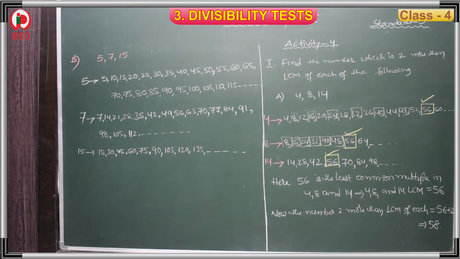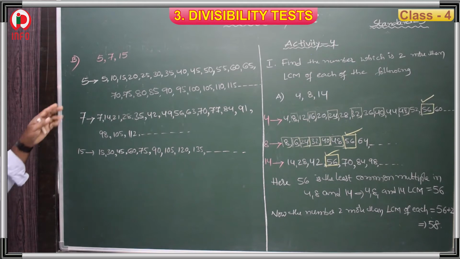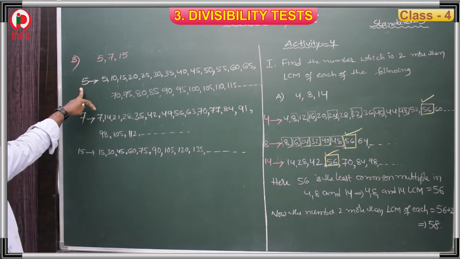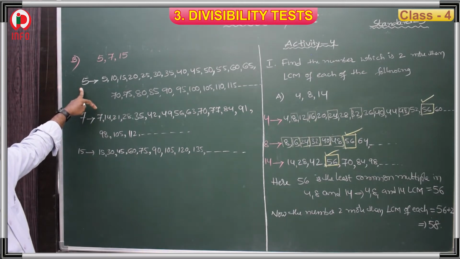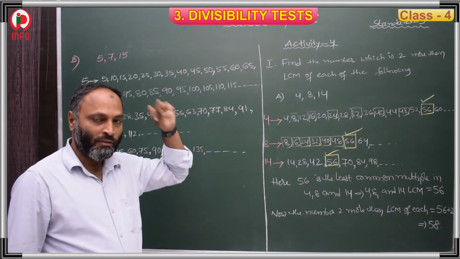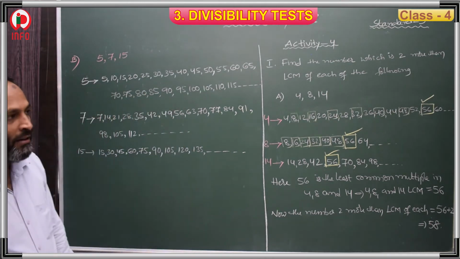Now what is common in all? Which number is common in all? We have to write more multiples. In the 5 table we don't know where the common will come, so it is better to write more multiples till there, and check.